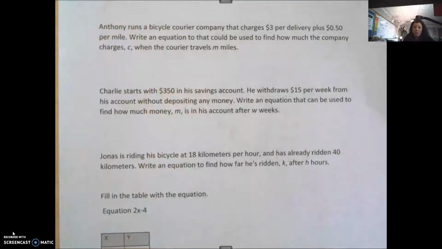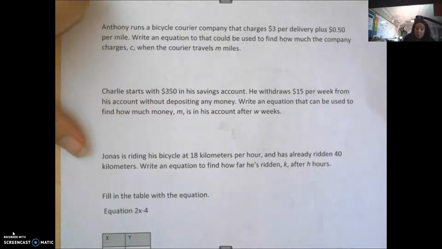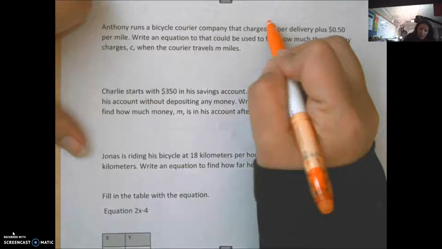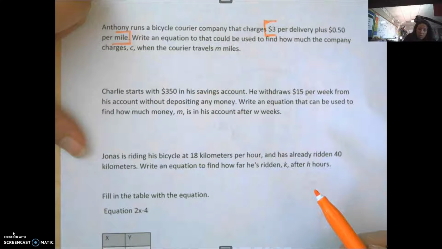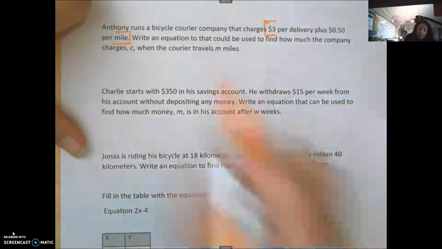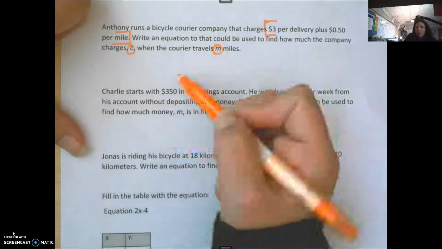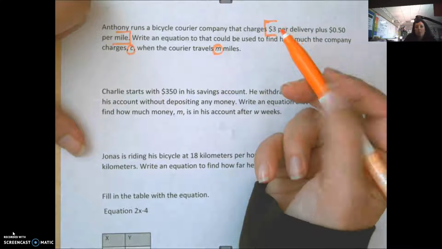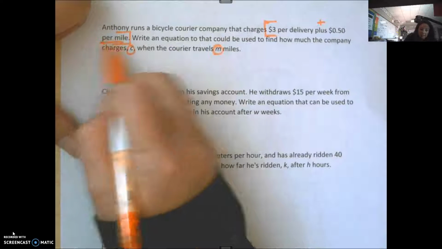All right, one more before I send you on your way. And I'm really glad we're doing this one because this is the one that most people had trouble with today. Anthony runs a bicycle courier company that charges $3 per delivery plus 50 cents per mile. So the part that's really important is it's $3 a delivery plus 50 cents per mile. Write an equation that could be used to find out how much the company charges, C, when the courier travels M miles. So we're trying to find out how much they charge per delivery.